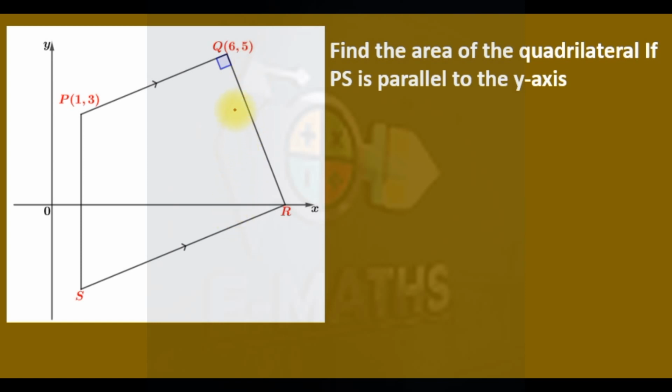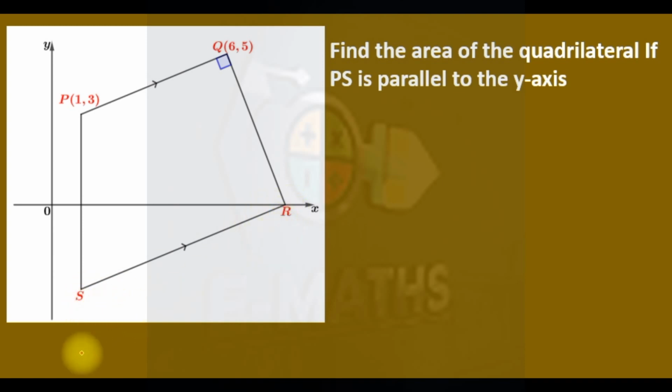We know that the area of a trapezium is always half the sum of the parallel sides, that's the sum of this length, PS and QR, times the height, which is QR. But we have some problem here because we don't know the coordinates of S and R.